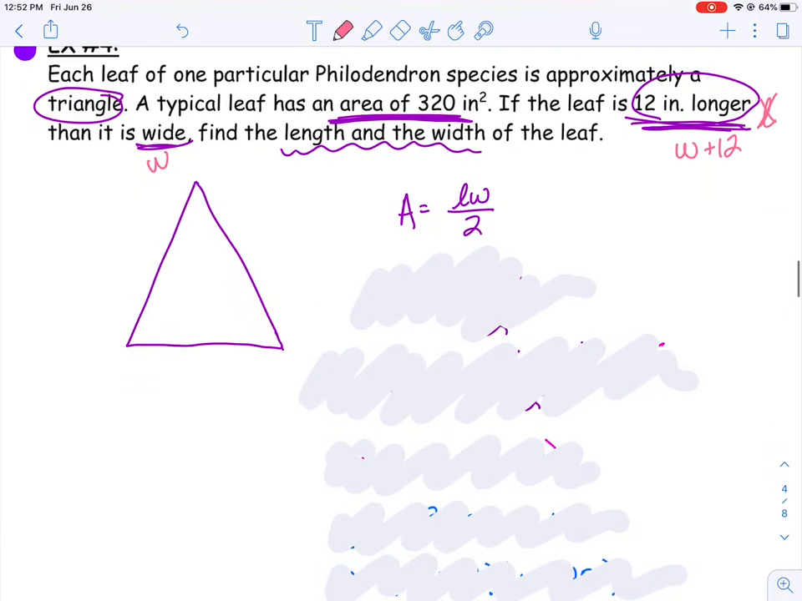All right, now that I have those two variables, I should be able to plug all my information into my area equation, including the area that's supposed to be 320 square inches, right? All right, so I have the area of 320. I have a length, but instead of calling it L, we're going to call it W plus 12 because it's 12 inches longer than the width, times my width divided by 2. That's my length times width divided by 2.